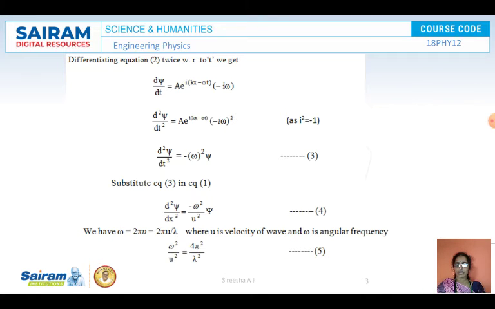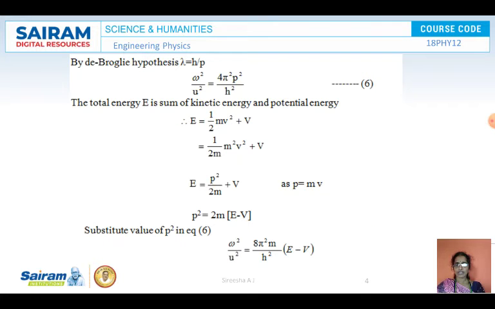In this equation, you can see lambda is equal to h by p. So h square by p square comes over here. So we get omega square by u square is equal to 4 pi square p square by h square, substituting the value of lambda in the previous equation.